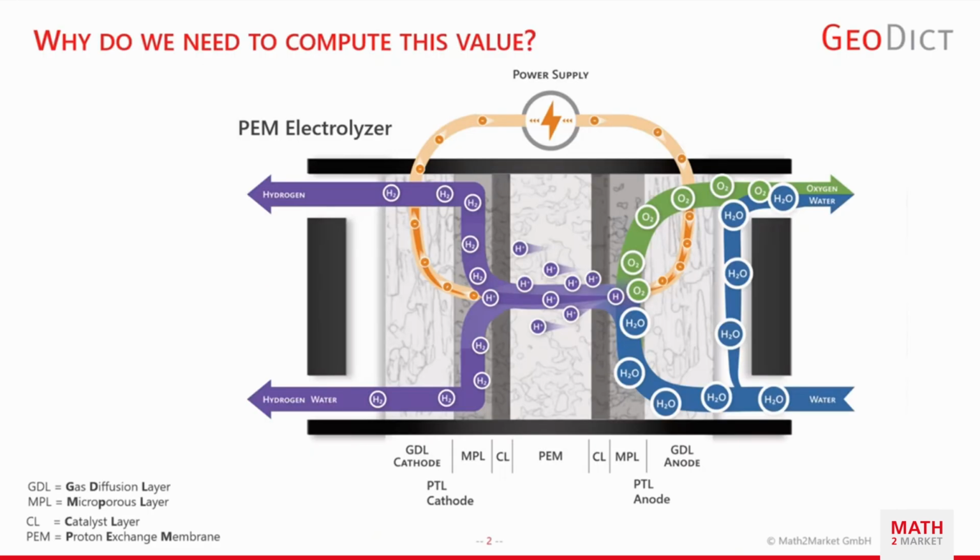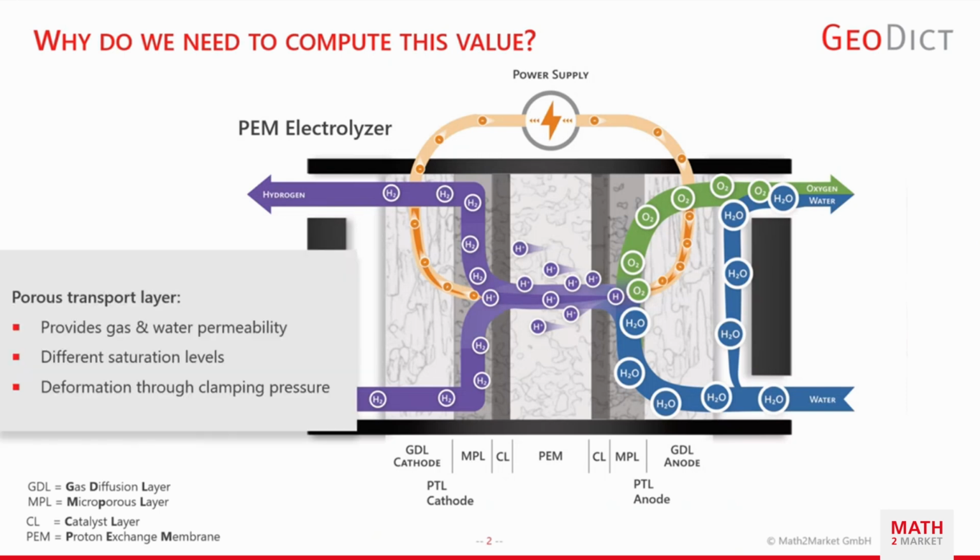And why do we need to compute this value? Just very quickly, probably all know this. We're looking here at an electrolyzer, and the porous transport layer is a gas diffusion layer or microporous layer, and this has to provide gas and water permeability. It's the same as in a fuel cell. And it has to operate under different saturation levels. So there's oxygen present as a bubble sometimes or not. In a fuel cell, there's the water in a bubble. So it's just the other way around. But it's the same question.